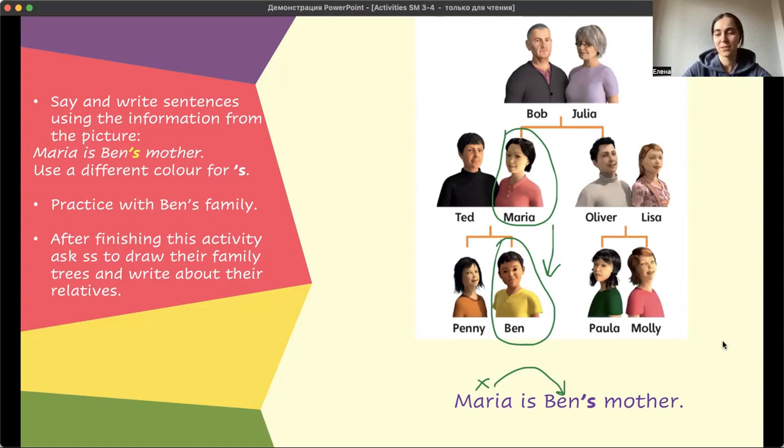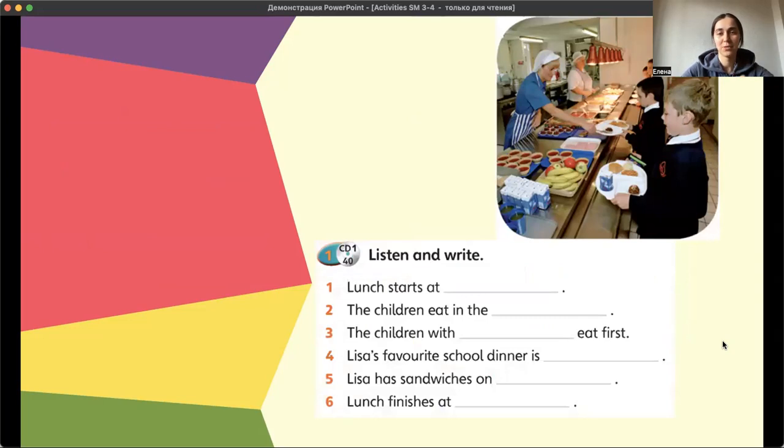Okay, so let's say bye-bye to Ben here. And the next task is listening. Here we have the picture and 6 sentences that students need to finish after listening. That can be horrible, and students are usually frightened. They look at this and say, what is it? How can we do it?